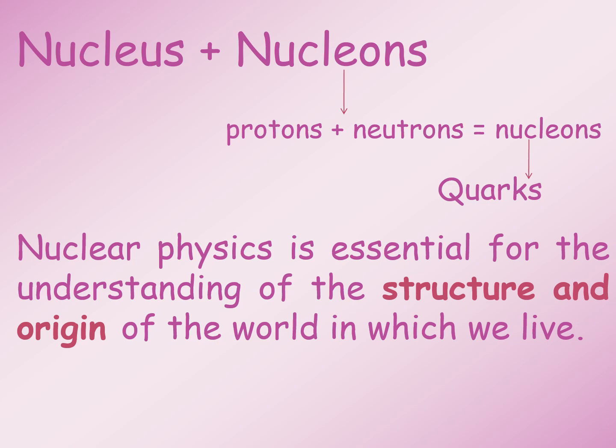So basically the combination of nucleus as well as nucleons forms the basis of nuclear physics. Nucleons are the combination of the protons and the neutrons, and protons and neutrons are the combination of the quarks. So nuclear physics is essential for the understanding of the structure and origin of the world in which we live.